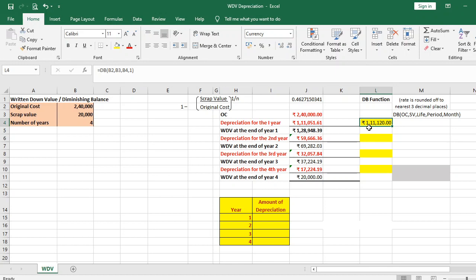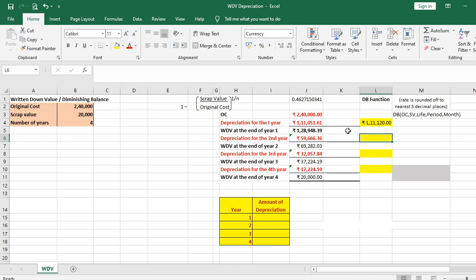1,11,051.61. Now here it is 1,11,120. There is a difference. It is because the DB function rounds off the rate to the nearest 3 decimal places. That is the reason why there is a difference. We will move on to the second year.